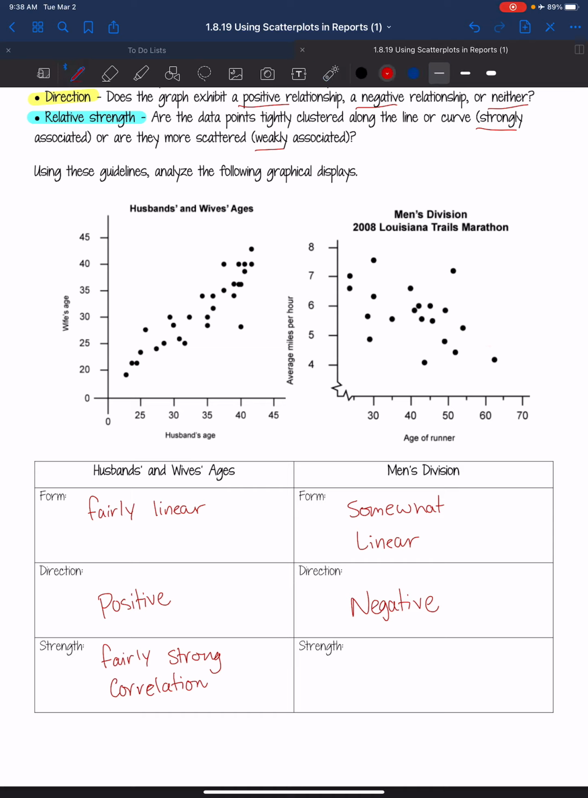So it's not as linear as the age graph, it's not as strong of a correlation as the age graph. So we're going to say that it is a weak correlation, which tells us that age does not necessarily mean that they are going to be running slower.